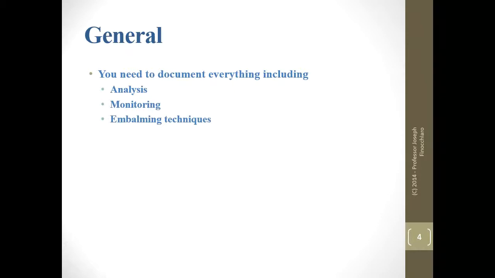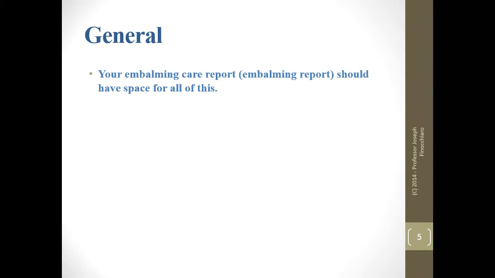You need to document everything: analysis, monitoring, embalming techniques. So what did you see when you got the body? When it first came in, what did the body look like? That's why back in chapter 1 or 2 it says you need to do an embalming report on every body that comes in. When and how often did you go in? Make sure you're initialing and dating how often you check on the body and put it on the form, make it evidence. And then when you did embalm it, what were the techniques you used, what type of chemicals, etc. Your embalming report, or an embalming care report, same thing, should have space for all of this information.